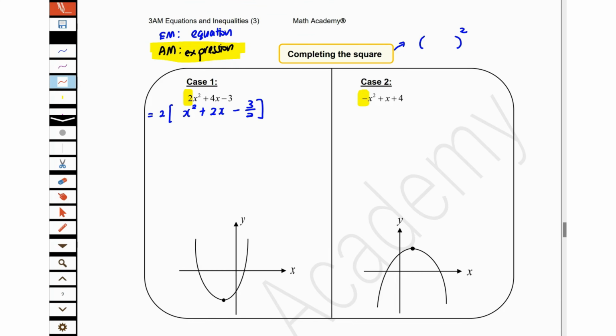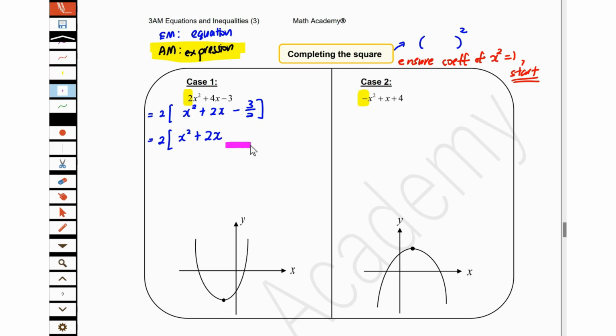Maybe I shall write this down first. Before you complete the square, you have to ensure that the coefficient of x squared equals 1. Then you're able to start completing the square. Okay, let's carry on. I'm going to do this slowly. Now the first two items will remain as they are. I'm going to leave some spaces to write something later. Then negative 3 over 2 right at the back.